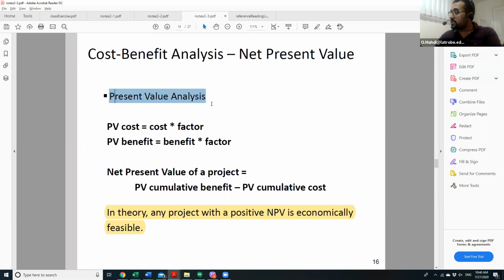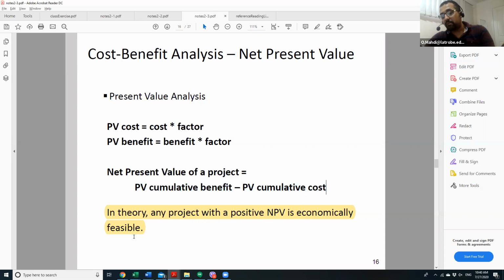And based on present value analysis, we have something called the present value cost, which represents the cost times the factor. Present value benefits equal benefits times the factor. Then we can calculate the net present value of a project, which represents the present value of cumulative benefits minus the present value of cumulative cost. In theory, any project with a positive net present value is economically viable.